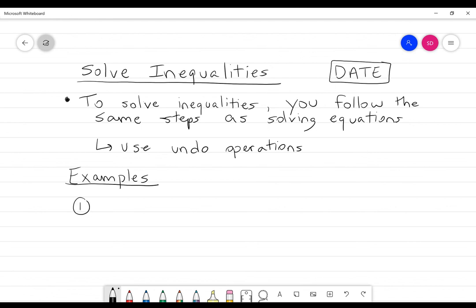Let's say I gave you the inequality x plus 5 is greater than 10. So if this was an equation, to solve this equation, we would undo what's near the x. So the x, we have adding 5 after it. So the undo of adding 5 is subtracting 5. So remember, what you do to one side of the inequality, you have to do to the other side. It's just like with equations. So this becomes x greater than 5, because the 5 minus 5 cancels out, and then 10 minus 5 is 5.